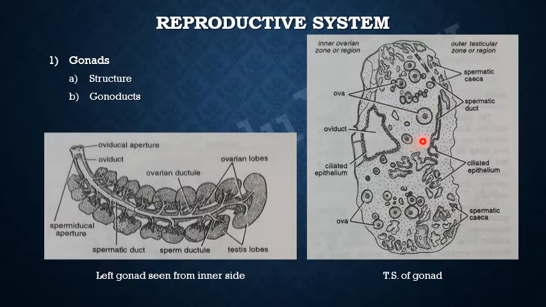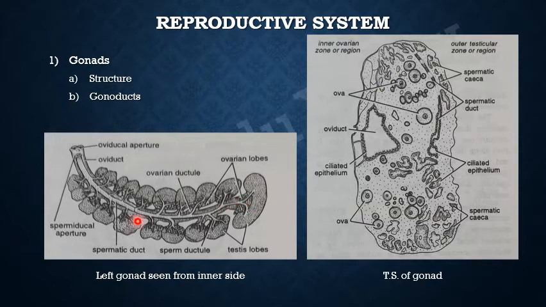Each lobe of gonad is thus an ovotestis or a hermaphrodite gland. Ovotestis means the outer region is the testes and the inner region is the ovum. So this is a hermaphrodite gland.